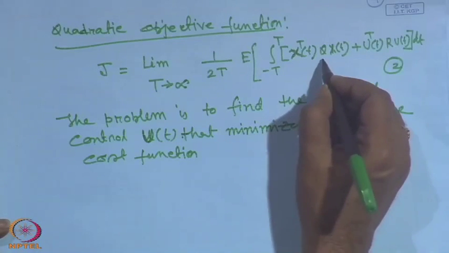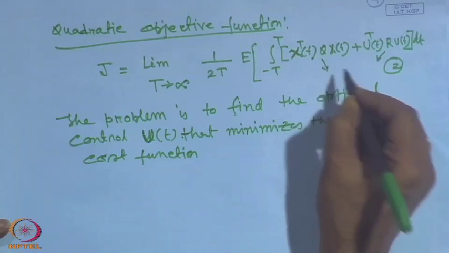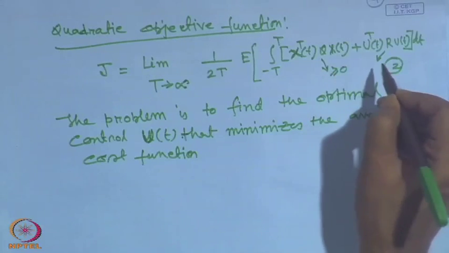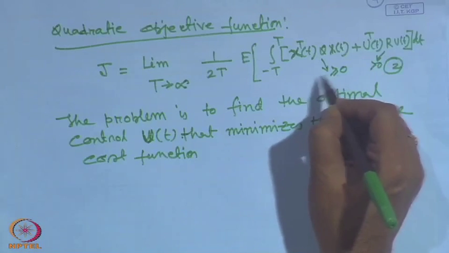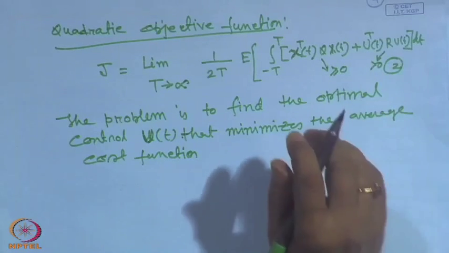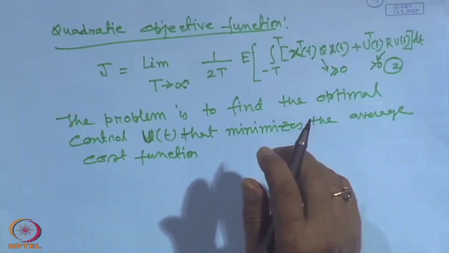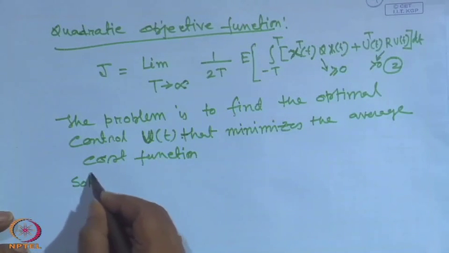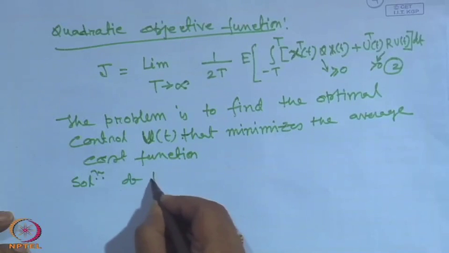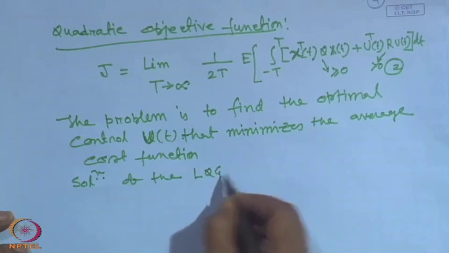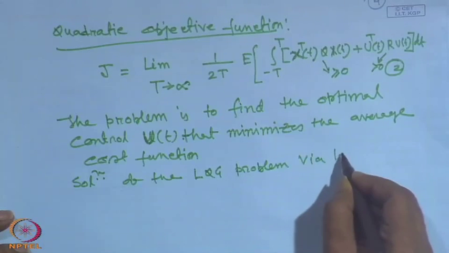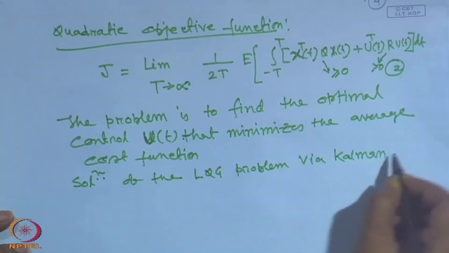So, this Q and R are the same as before, when we discussed the LQR problem. Q is a positive semi-definite matrix, R is a positive definite matrix, and they are symmetric. Now next, we will discuss the solution of the LQG problem via Kalman filter.